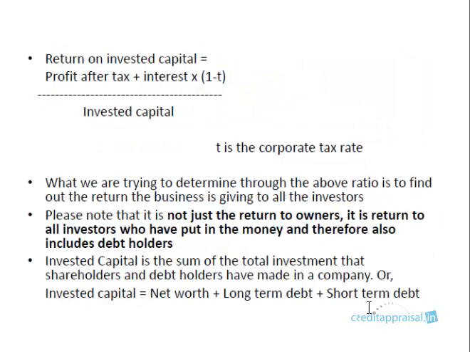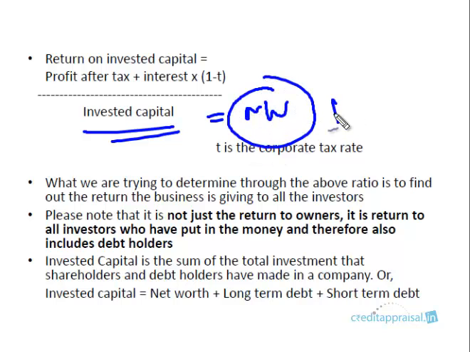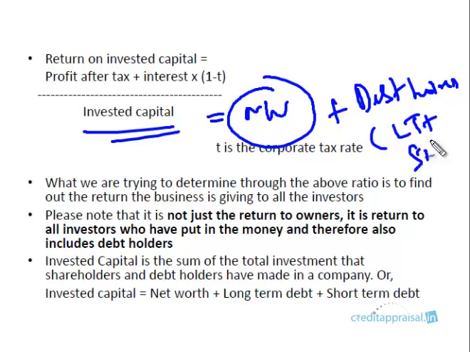So if you want to look at the formula, it is like this. Return on investment capital is profit after tax plus interest times (1 minus T), where T is the tax rate, divided by invested capital. Here invested capital, I told you, is not just the promoter's capital, it's not just the share capital. It is the net worth, that is share capital plus reserves and surplus, which is the contribution by the promoters, plus your debt holders. These debt holders could be both long term and short term. All your debt holders will come. So this is the invested capital.